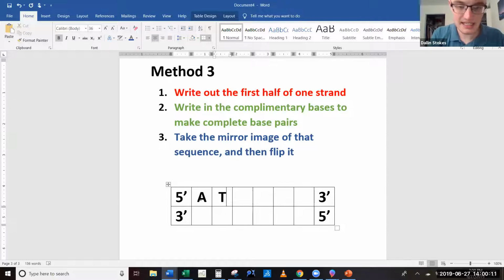A, T, T. Well, what pairs to A? T. What pairs to T? A. What pairs to T? A. So I wrote that out. Now make the mirror image and flip it.